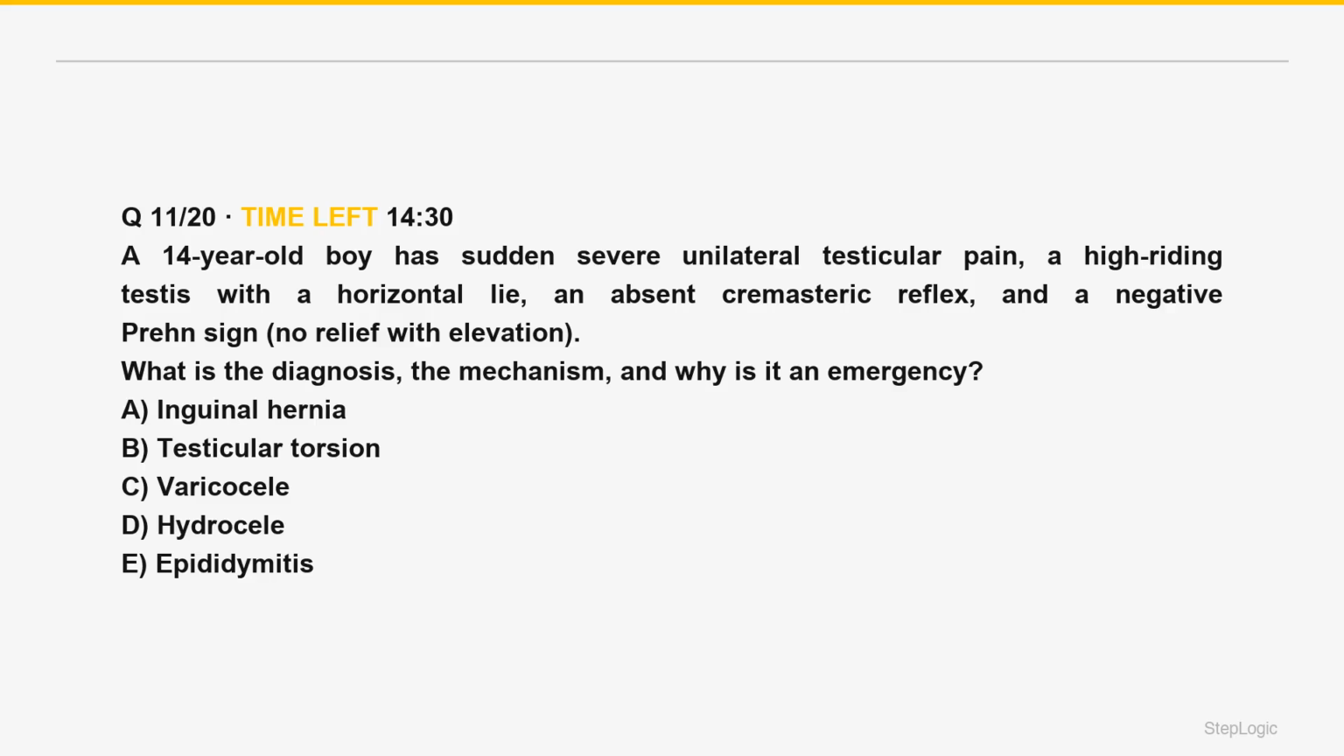What is the diagnosis, the mechanism, and why is it an emergency? A 14-year-old boy has sudden severe unilateral testicular pain, a high-riding testis with a horizontal lie, an absent cremasteric reflex, and a negative Prehn sign, no relief with elevation. Read the command: diagnosis, mechanism, why emergency. Adolescent, sudden testicular pain, high-riding, horizontal, absent cremasteric, negative Prehn: testicular torsion. Cord twist leads to ischemia, emergency, 6 hours.